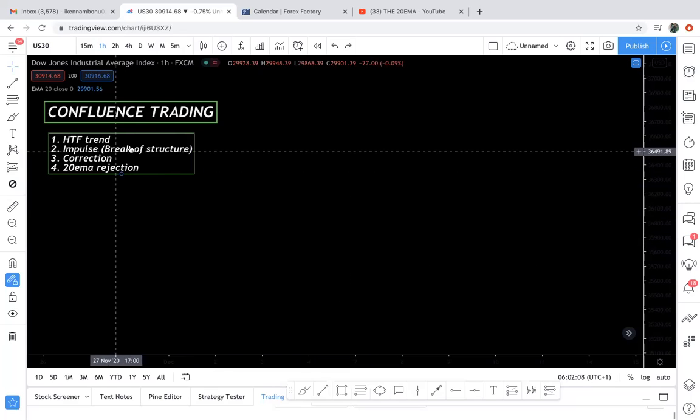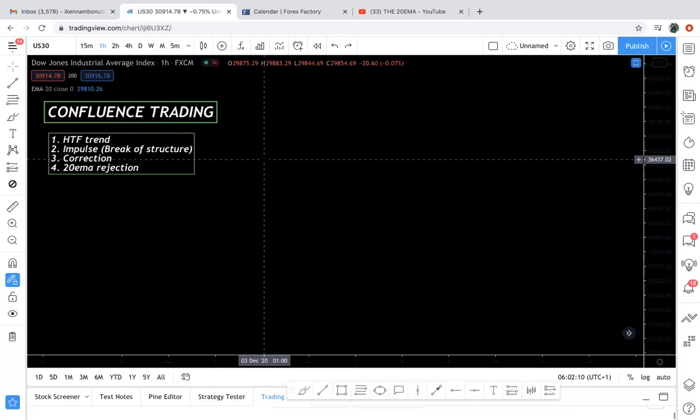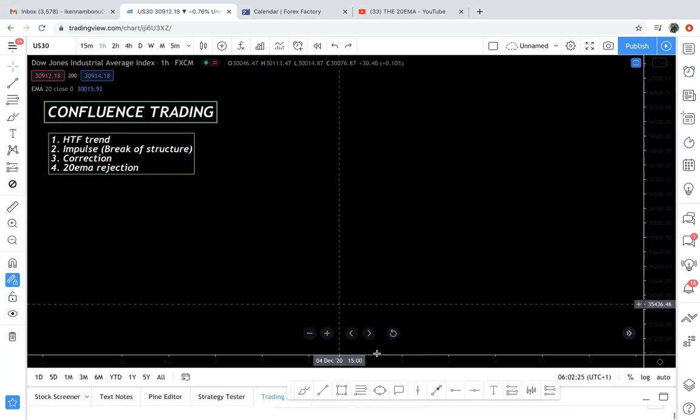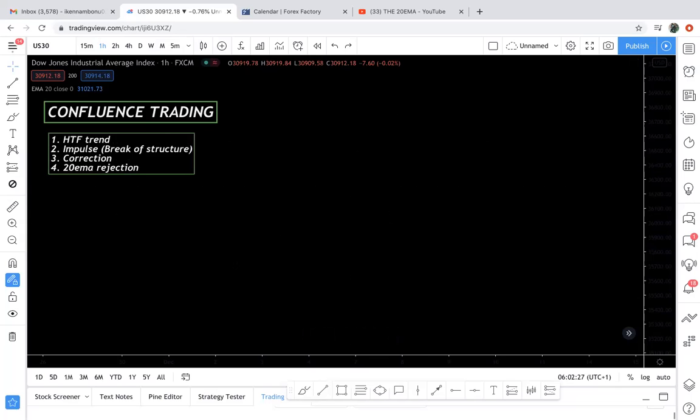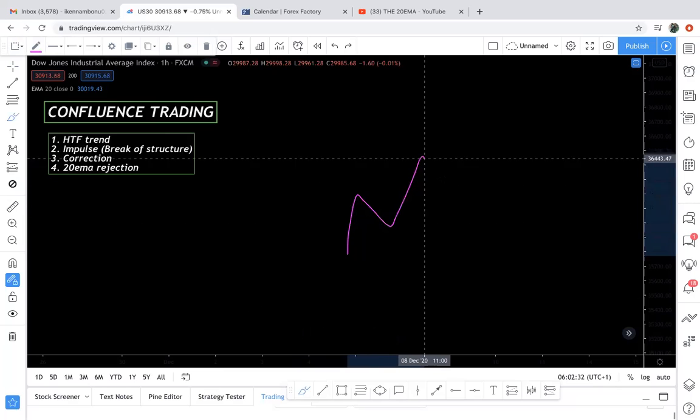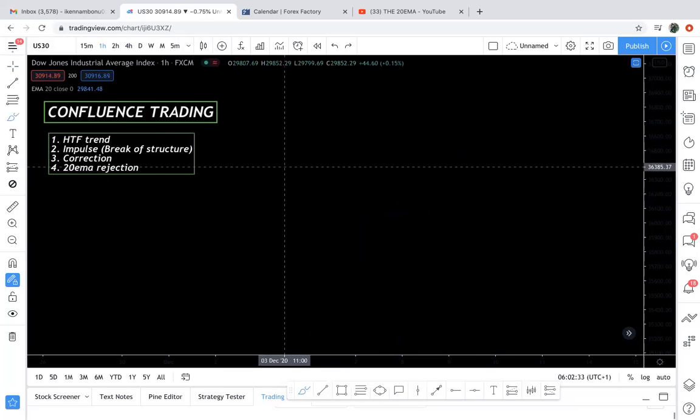And then secondly, impulse. You need to see an impulsive move to know where this market is going. So when you have that impulsive move in your direction, like the market trend on the higher time frame, or you have an impulsive move on the lower time frame in that particular direction, then wait for a break of structure. So we need to see that strong movement before we do anything.